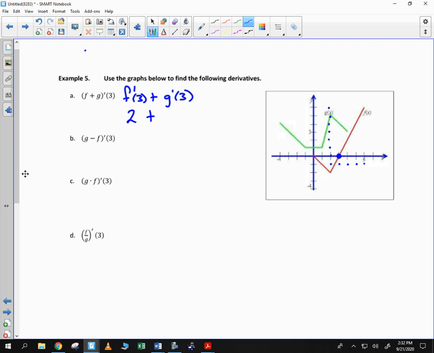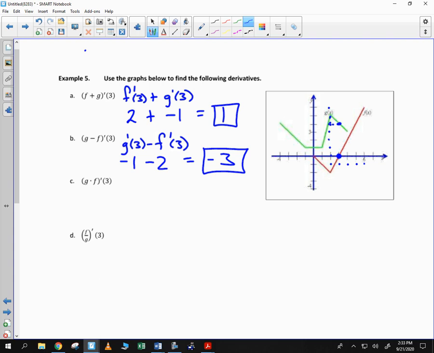Now let's look at g prime of 3. At 3, g has a slope of down 1 over 1, negative 1. And so the answer is 1. Here we will do g prime of 3 minus f prime of 3. Well, g prime of 3 you already determined was negative 1, and f prime of 3 we determined was 2.